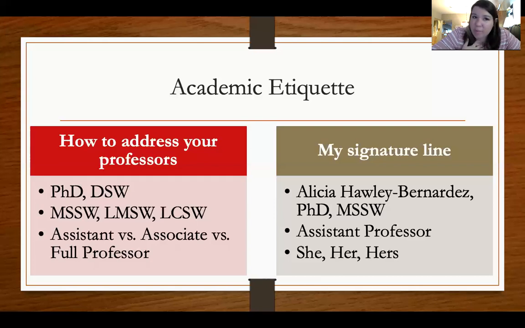So again, I do have my PhD, and so you can address me as Dr. Hawley-Bernardez. And so that's something to keep in mind for all your faculty members, to look at their signature line and or just listen to how they sign off at the end of an announcement to you or something like that. And make sure that you are addressing them appropriately. It's not something that I'm going to necessarily get offended by if you don't call me Dr. Hawley-Bernardez. It is just appropriate academic etiquette to keep that in mind.